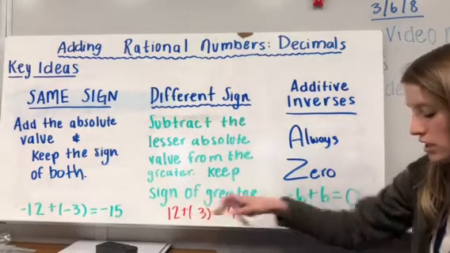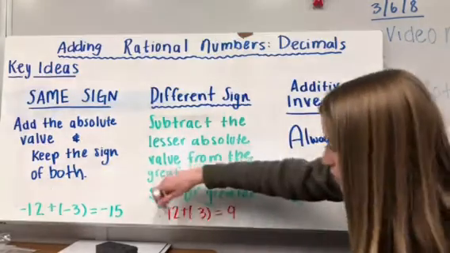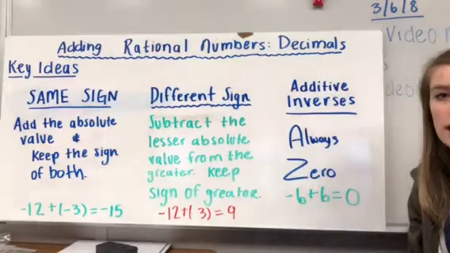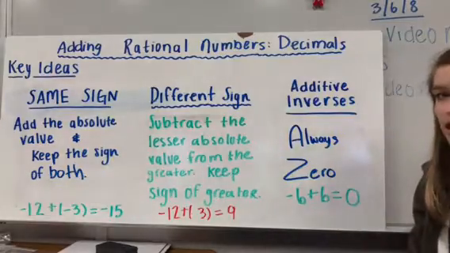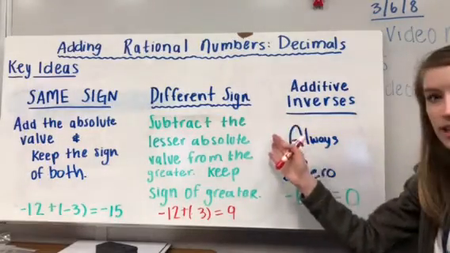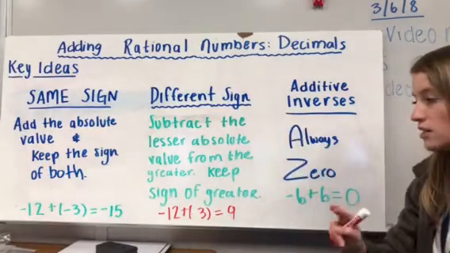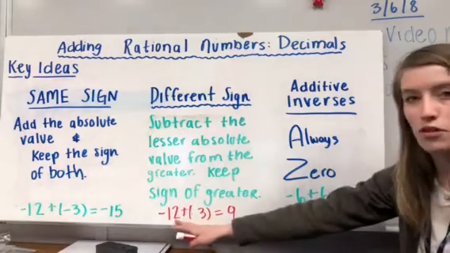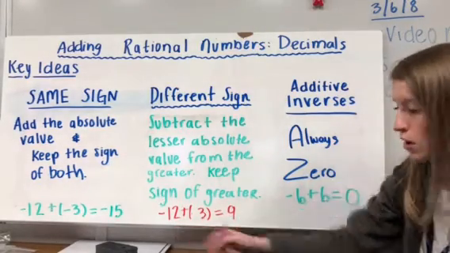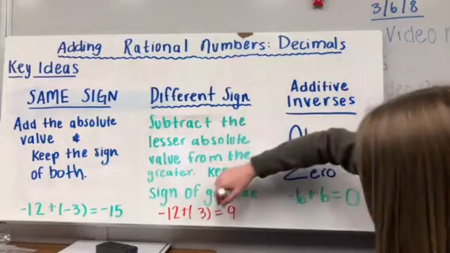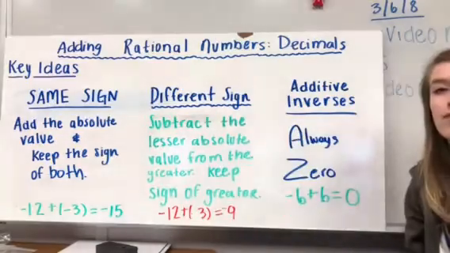Let's say I changed this, and I made this -12 plus 3. My first step is still to think 12 minus 3 because I need to take the absolute values and subtract. Now, since 12 is bigger and 12 is negative, my answer should be -9.